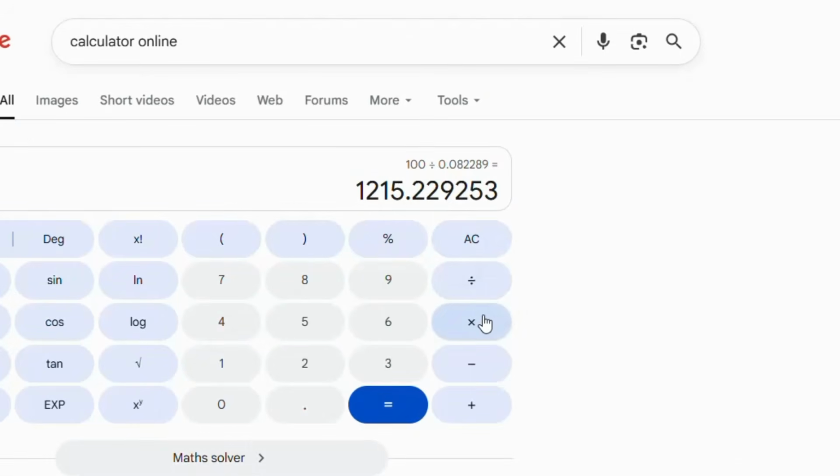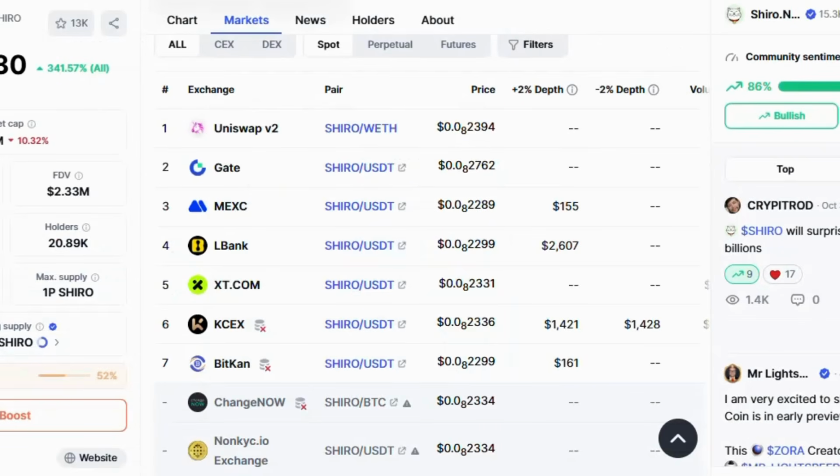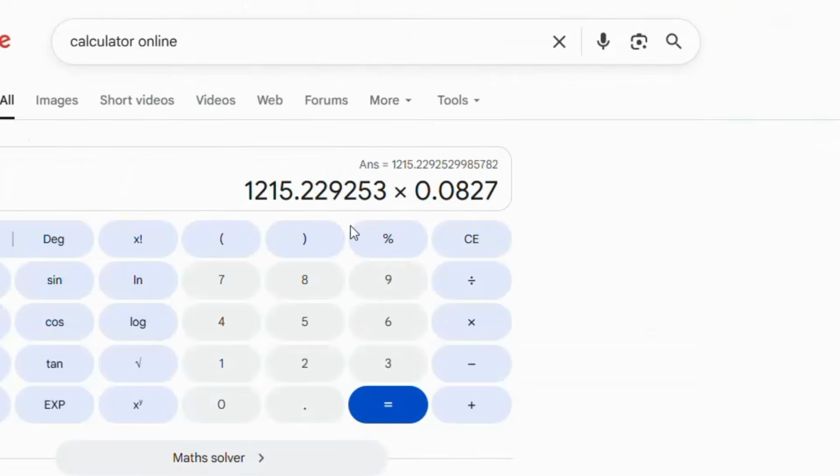Okay, so I'm going to multiply it by 0.0827, I think 62. I have to confirm 62, yeah, correct, 62. So this gives me about $100 and an extra 5 cents.